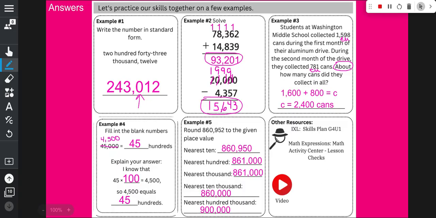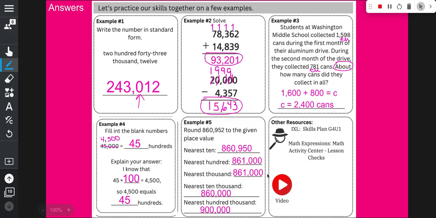The last one, we are rounding to all the different place values that it says. If I'm rounding to the nearest 10, the 2 would tell the 5 to stay, so I get 860,950. If I'm rounding to the 100, the 5 would tell the 9 to go up, so I'm going to get 861,000. In the next one, I'm rounding to the nearest 1,000. The 9 tells the 0 to go up. So I get 861,000.